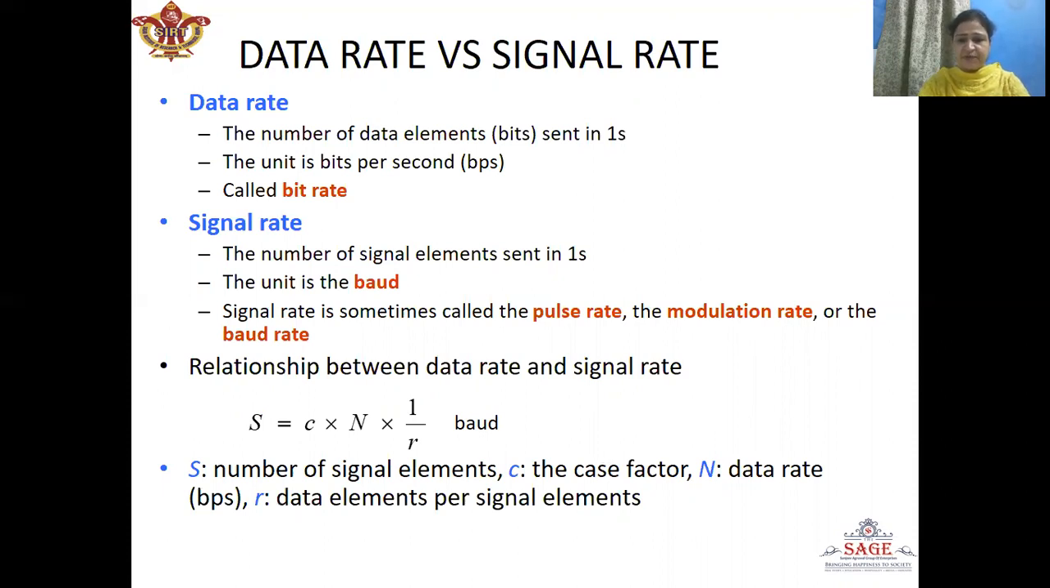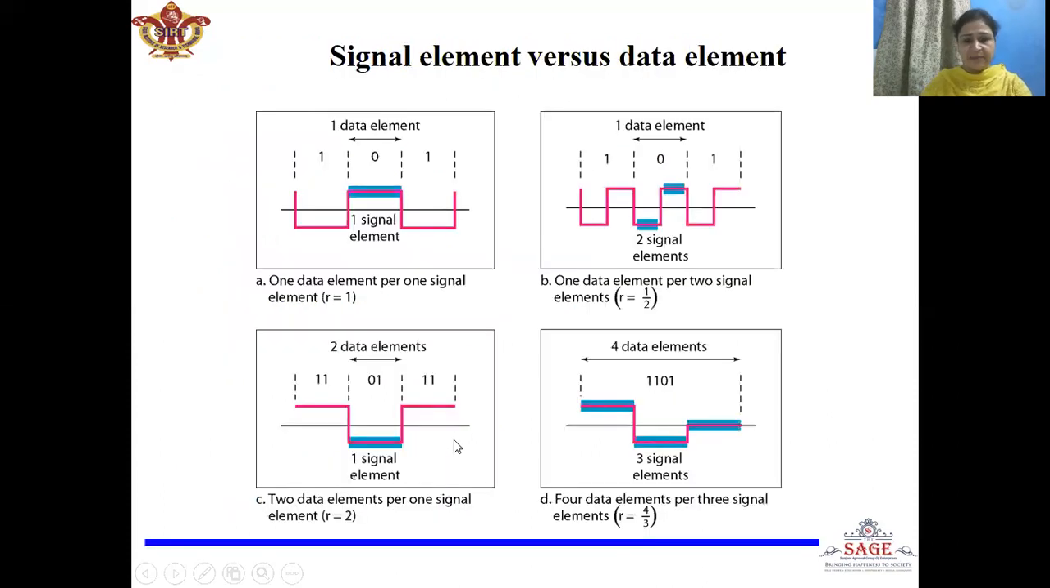There is a relation between data rate and signal rate, which is given as: signal rate S is the product of c, which is the case factor, and N, which is the data rate given in bits per second, and r, which is data elements per signal element. Now, there are some examples.